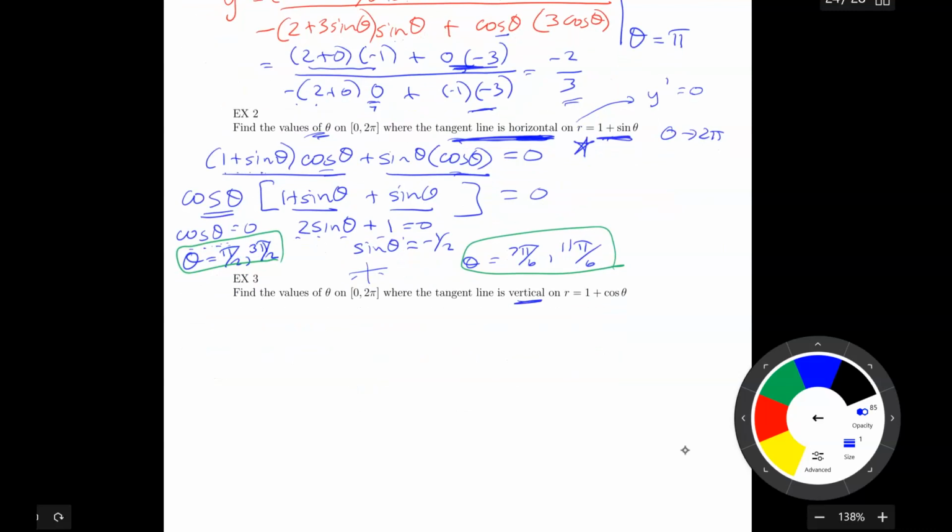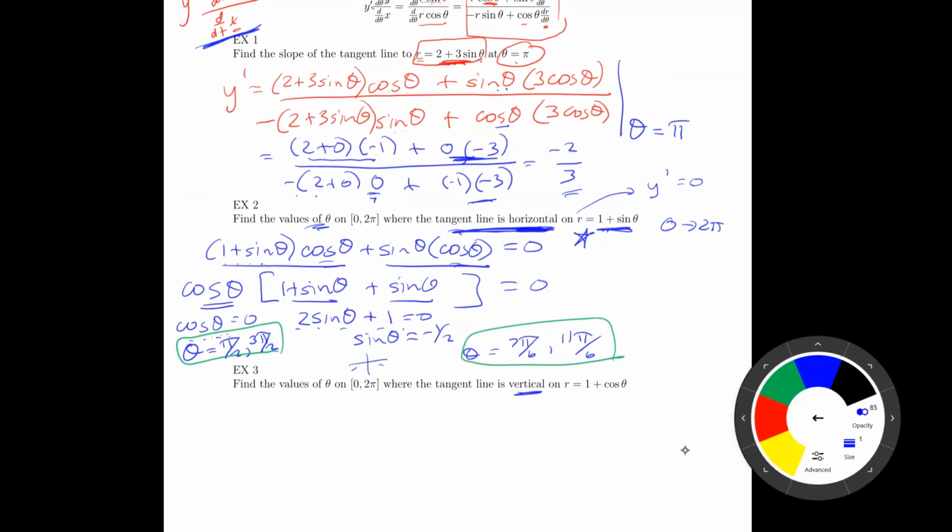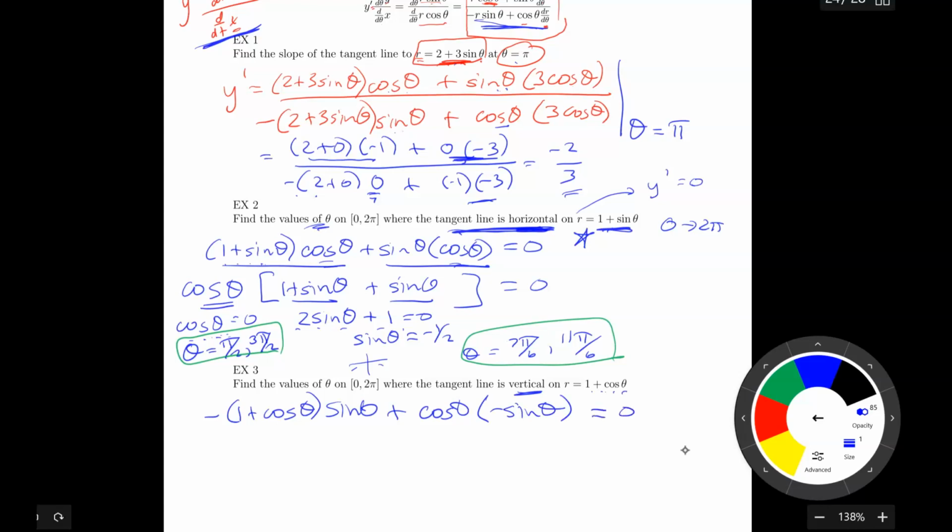Okay, so tangent line vertical is going to be when the denominator is equal to 0, right? Denominator is equal to 0 when the slope doesn't exist. So I want this here. So, whoops, this is going to give me negative r times sine theta plus cosine theta times the derivative of this, right, which gives me a negative sine theta. And this is what I'm setting equal to 0.